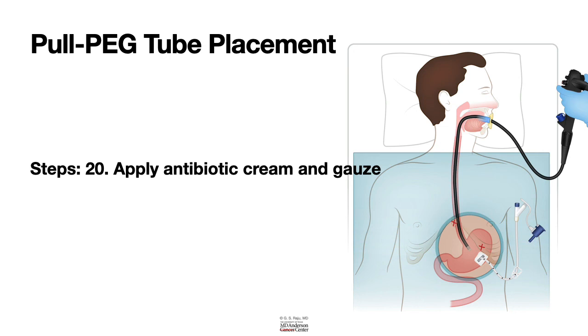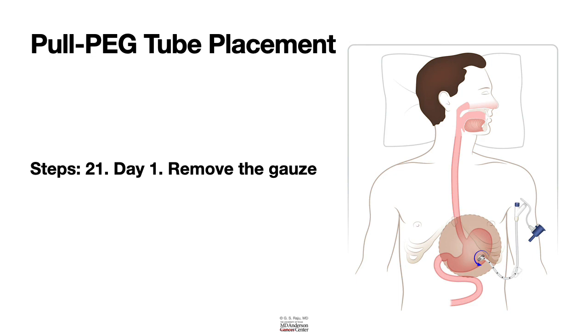And on day 1, 24 hours later, remove the gauze, loosen the bumper by at least one mark, and make sure you rotate the tube so that there is no embedment of the PEG inside. It's important to educate the patient and the relative about PEG tube care.